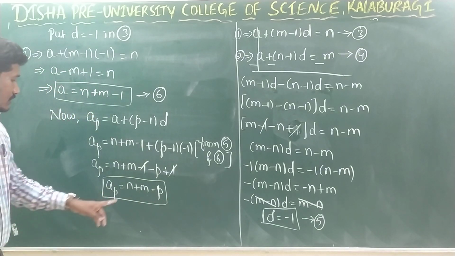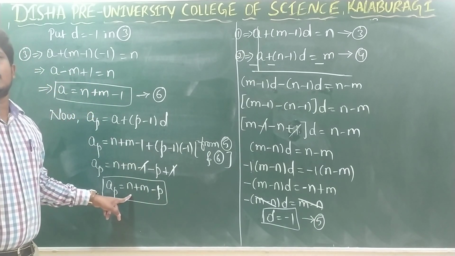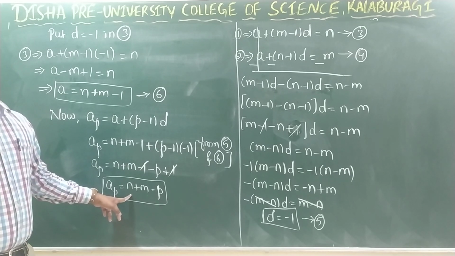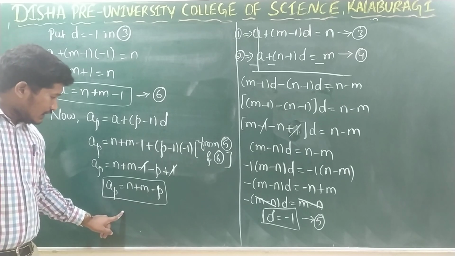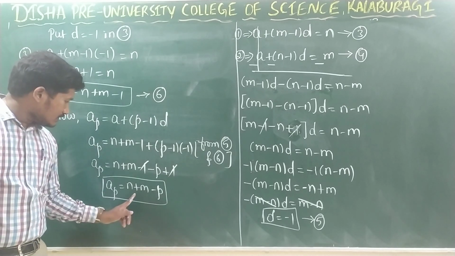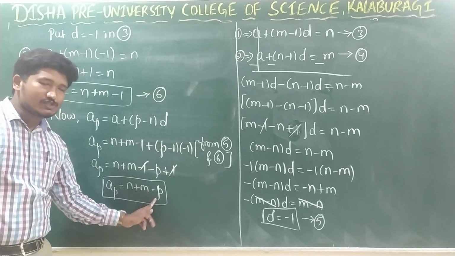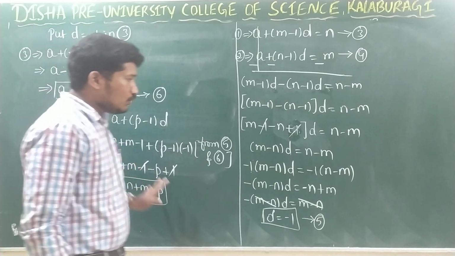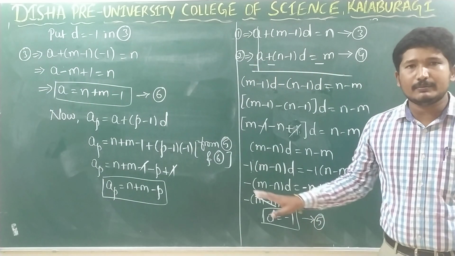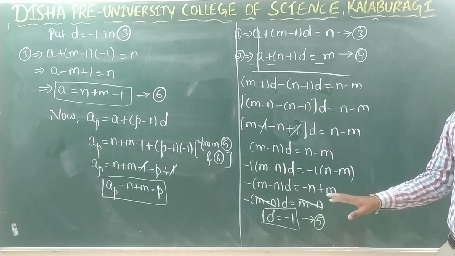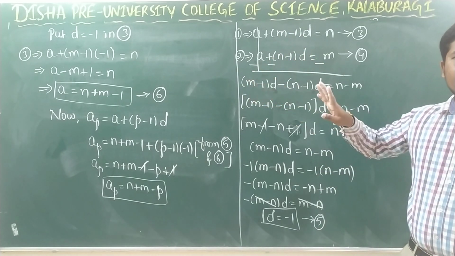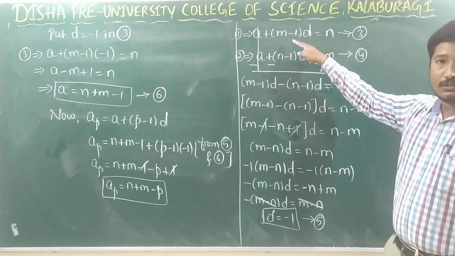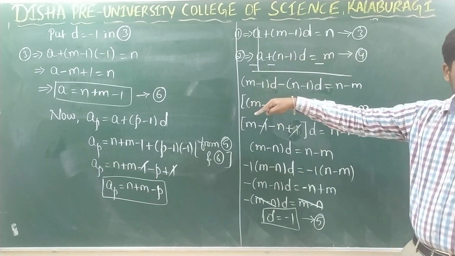So this is the required pth term of the arithmetic progression. So at last what you will write? Therefore, the required pth term is n plus m minus p. Right? So I hope you understood how to solve the problem. What we have done? We have written the given term, that is mth and nth term. Next, we have to find out the pth term.